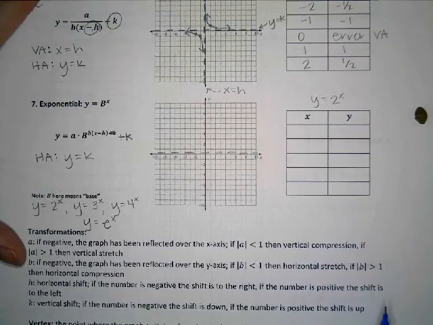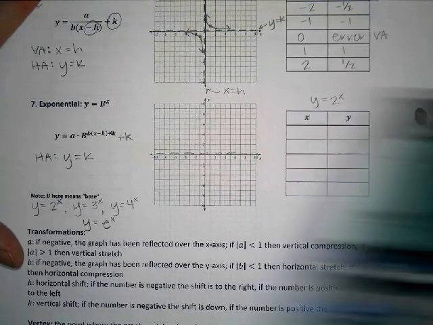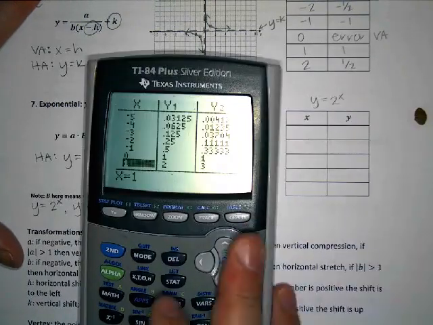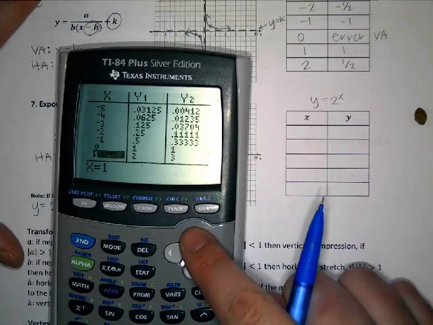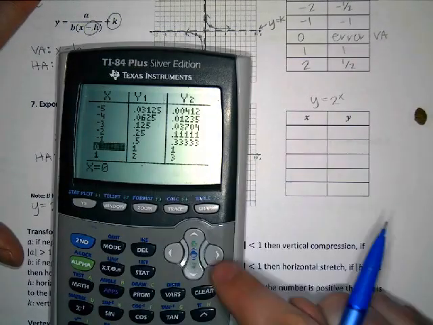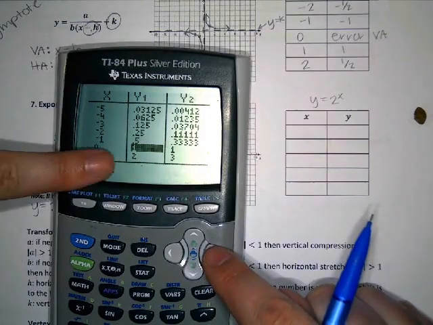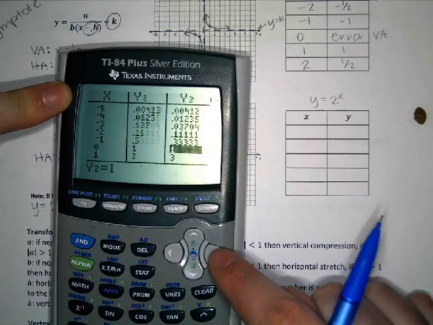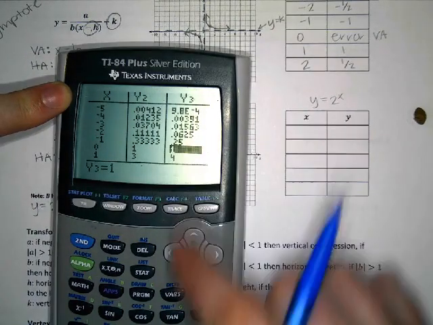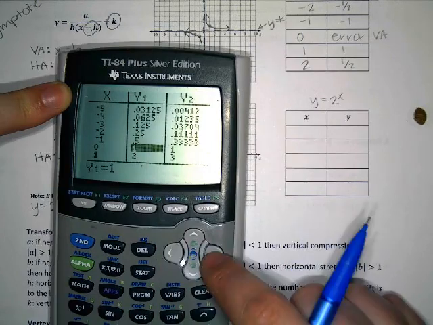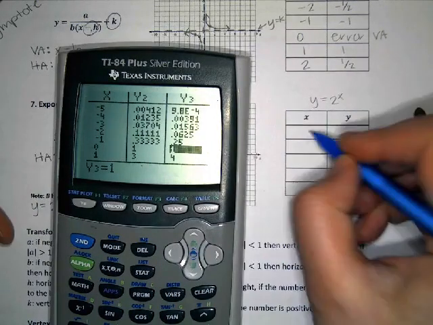Okay, so here's something I want you to notice. For all of these graphs, if you have 2 to the x, 3 to the x, or 4 to the x, if you plug in 0, what value do you get? You get 1. If you plug in 0, you get 1. That's always the case.